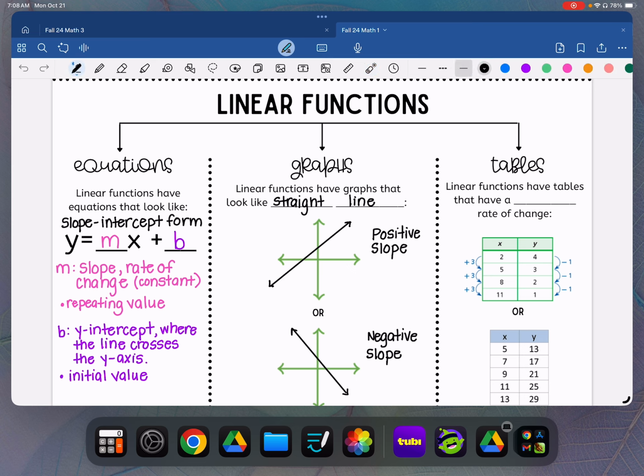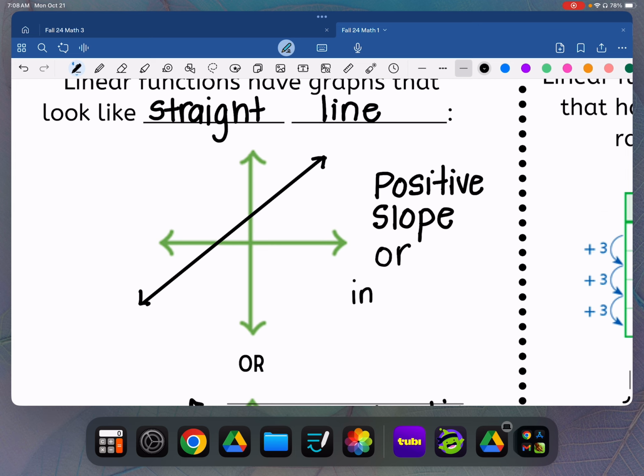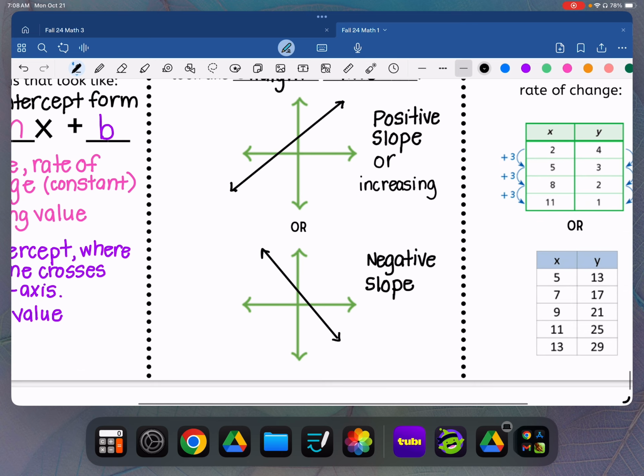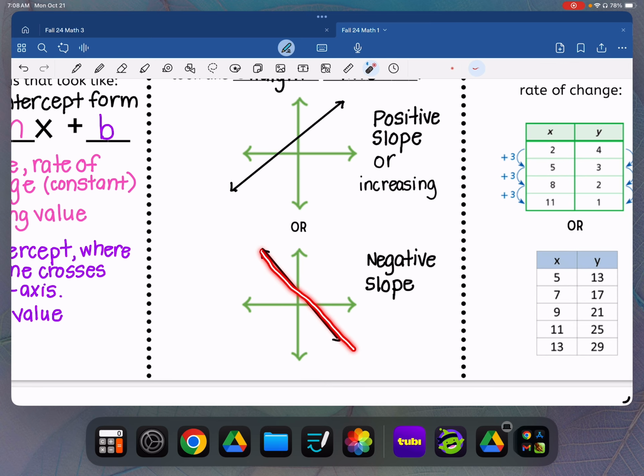Linear functions look like straight lines. The example that we gave here is going up from left to right. You read a book from left to right, and that's a positive slope, or we can say it is increasing. So this has a positive slope, or we can say the values are increasing. Then we have a line that, if we go from left to right, is going down. We can say that has a negative slope, or it is decreasing.